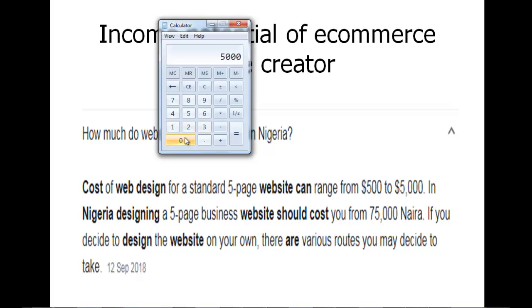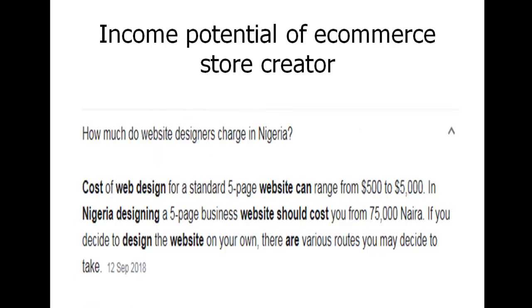So with other side businesses we are doing, getting 200,000 naira from one skill is something that is achievable if you know how to go about it, and that is the minimum you can charge. That is charging 50,000 naira. You can charge as much as 70,000 or 100,000 naira. It depends on the number of pages and what the person wants on this website. So these are the potentials of what you can enjoy, the financial income or income potential of an e-commerce website designer.